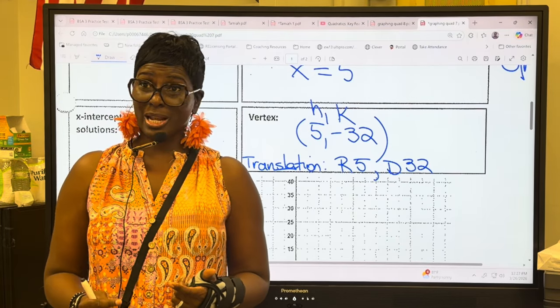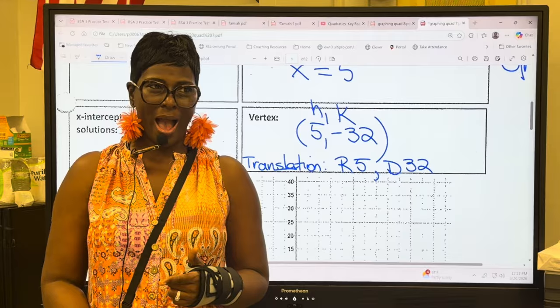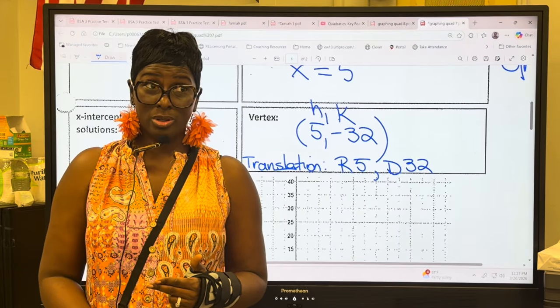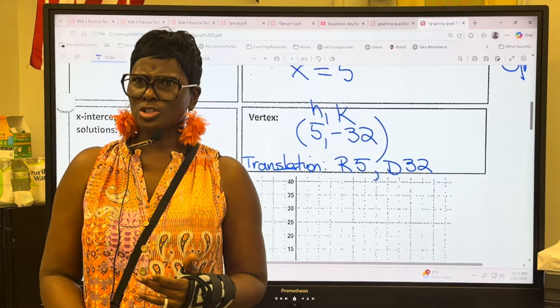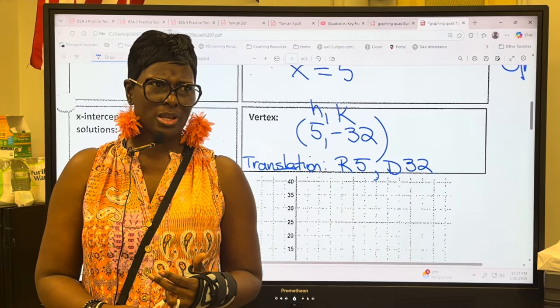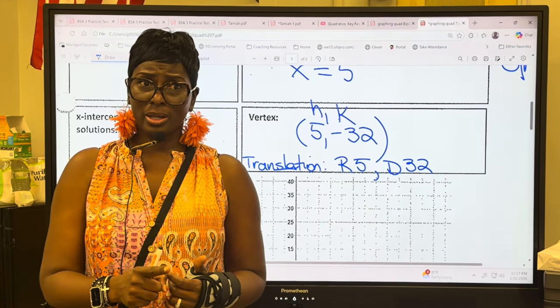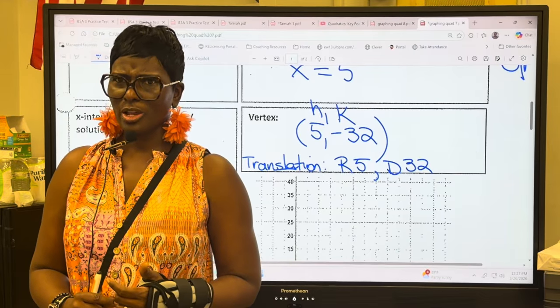See, trying to beat somebody to the answer instead of just thinking first. Is it wide or narrow? Is it compressed or stretched? Stretched. How do we know it's stretched? Greater than 1. What is greater than 1? Your A. So it's stretched, right?